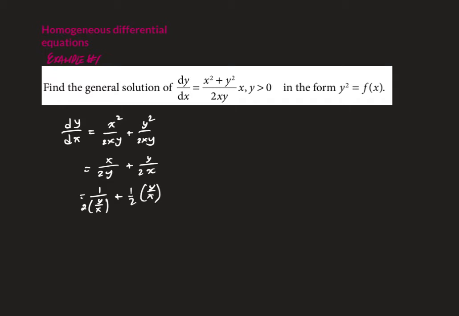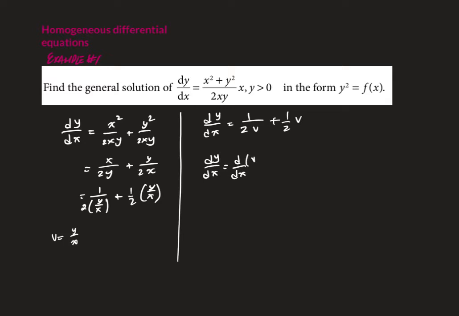So like I said before, we are going to do the substitution. v is going to be y over x. So my differential equation for now is going to look like this: 1 over 2v plus 1/2 of v. Now I need to deal with the left hand side. The process that I'm going to do on the left hand side is standard. It is exactly the same thing I just showed you. So dy over dx is going to be d dx of vx, and that we saw was equal to x dv dx plus v.